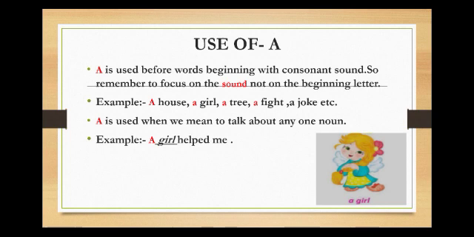Children, a is used when we mean to talk about any one noun. That means if we want to talk about any singular noun, then we say a. A girl helped me. It means that one girl helped me. If I'm talking about any plural, then it is not possible to use a before that. If I say a girls, then it would be wrong. So if I want to say one girl, then I can say a girl.